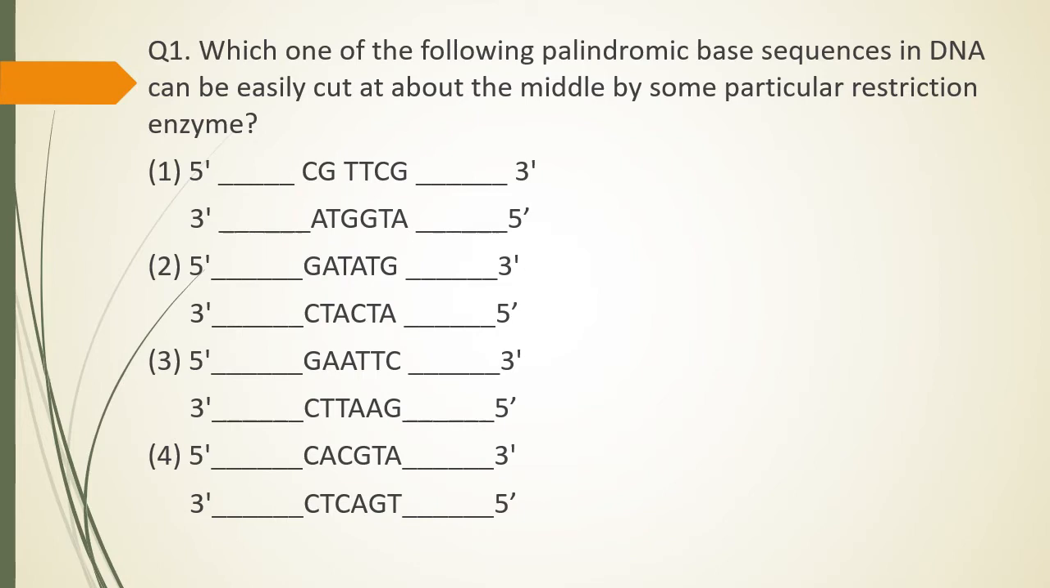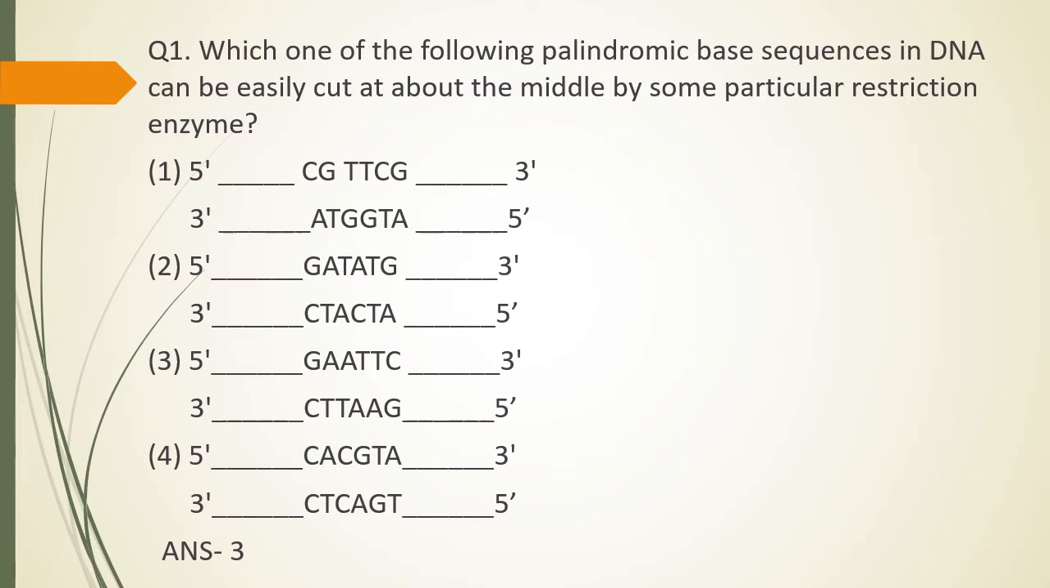Question number 1. Which one of the following palindromic base sequence in DNA can be easily cut about the middle by some particular restriction enzymes? Four palindromic sequences are given. What are palindromic sequences? Palindromic sequences are those sequences which read same in one particular direction. You have to find out which of the following would be cut exactly in the middle. The correct answer is option 3.